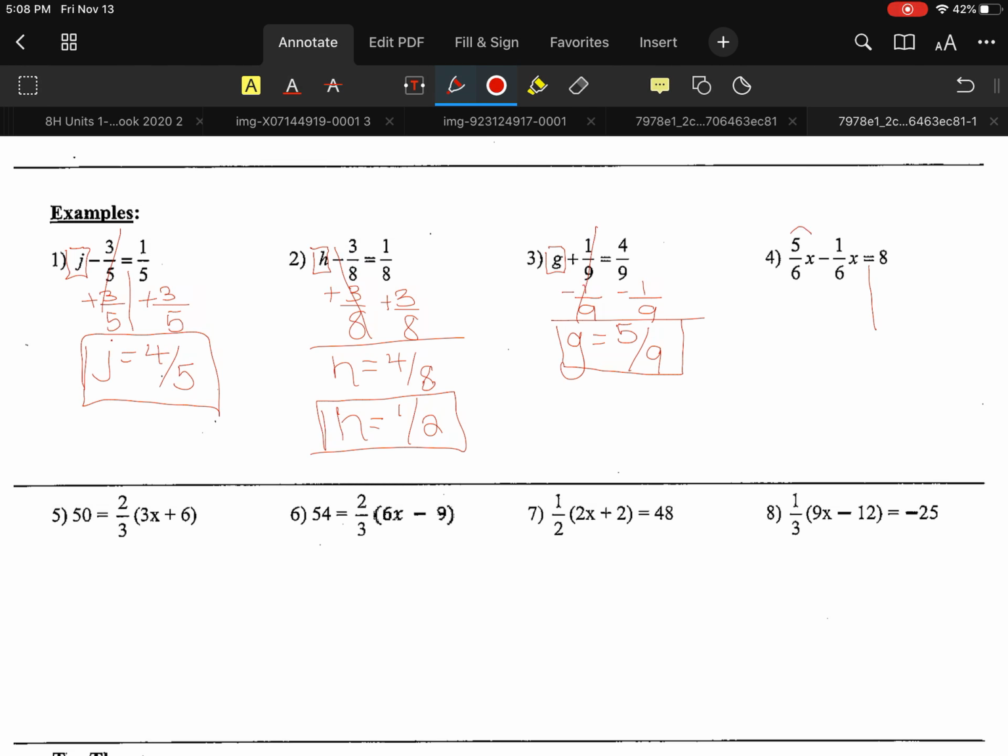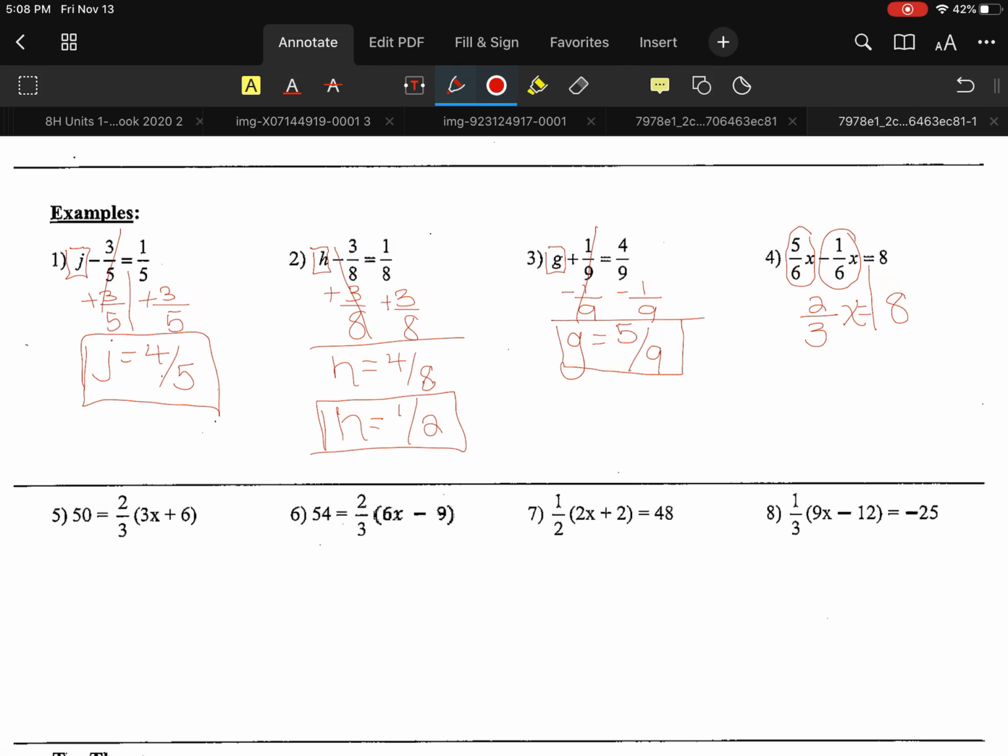Number 4, on that left-hand side, both of those fractions have an x, so I can combine them together, just as if they were whole numbers or integers. You can do the same thing with fractions. So 5/6 minus 1/6. If you're not using a calculator, you might write 4/6, but 4/6 can be reduced. So make sure you use the calculator because it will always give you the reduced form.